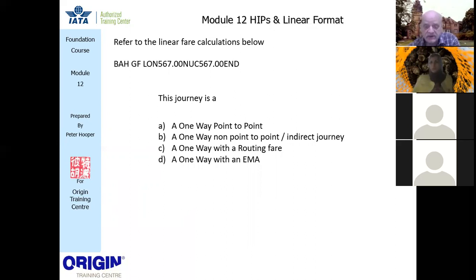It's a one-way point-to-point. You've got it. It's one way. There's only 2 cities. It's a one-way point-to-point.